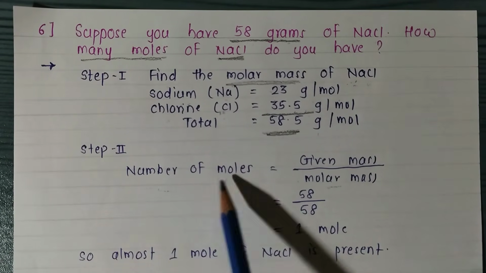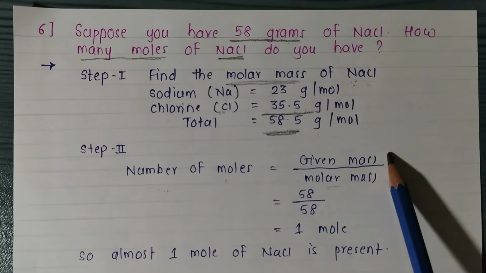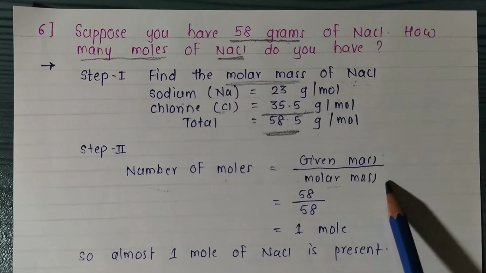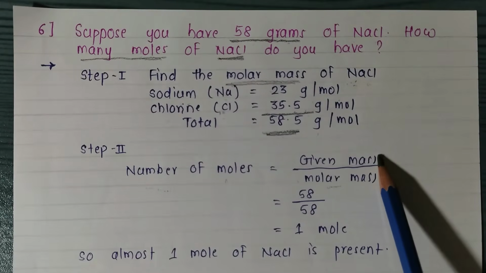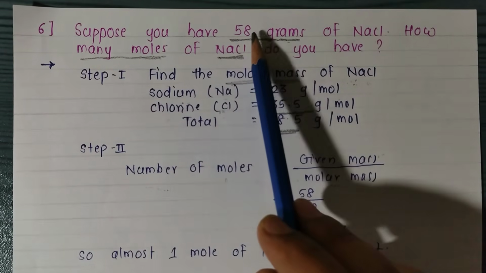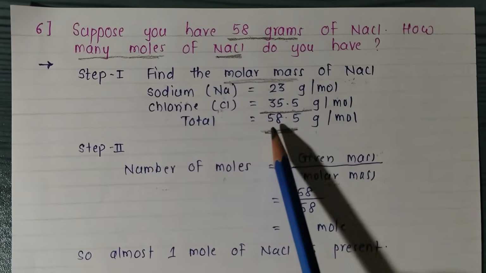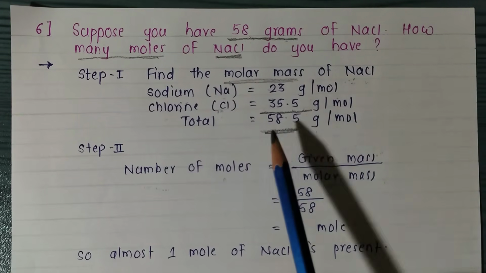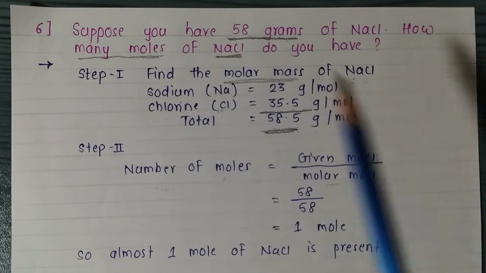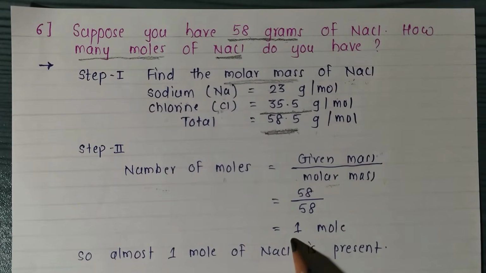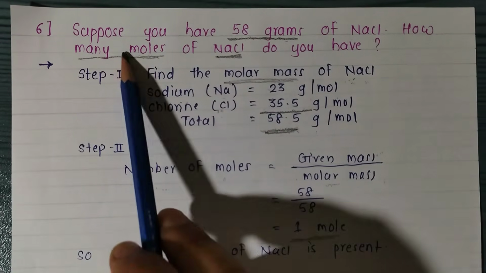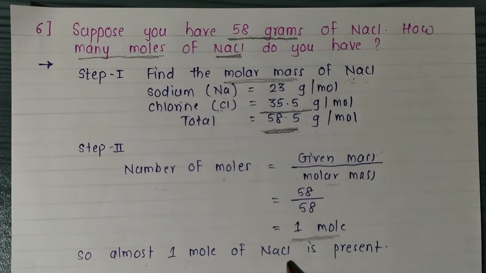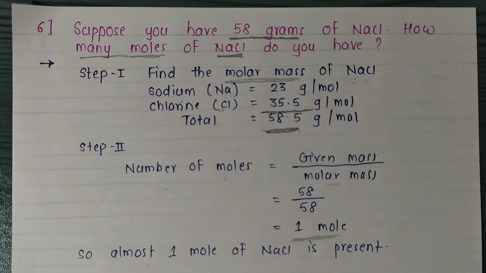What is meant by number of moles? Number of moles is calculated by the formula given mass divided by molar mass. The given mass is 58 grams. The molar mass is 58.5 gram per mole, which is nearly 58. So 58 divided by 58 is nearly 1 mole. So almost 1 mole of NaCl is present.